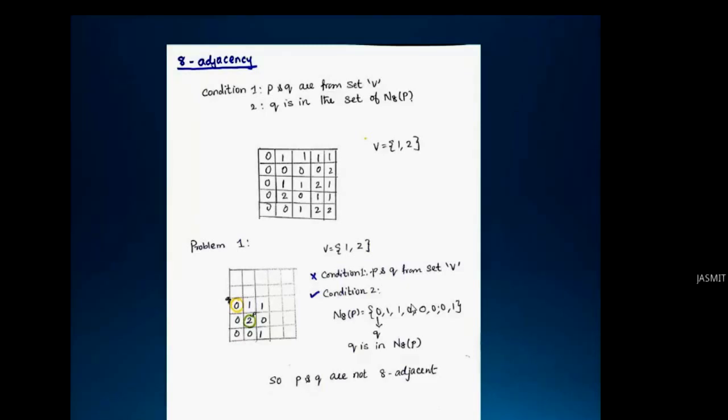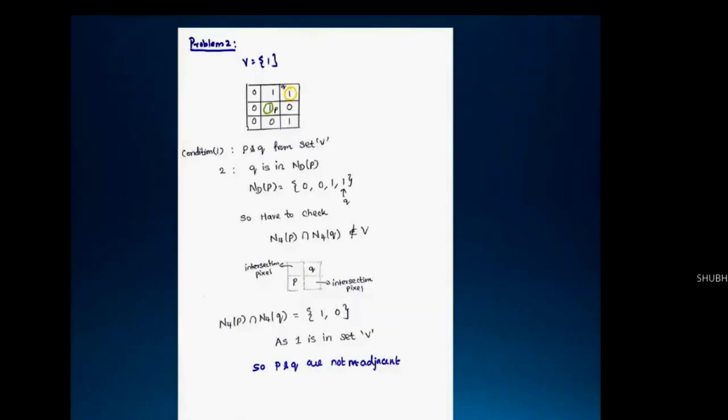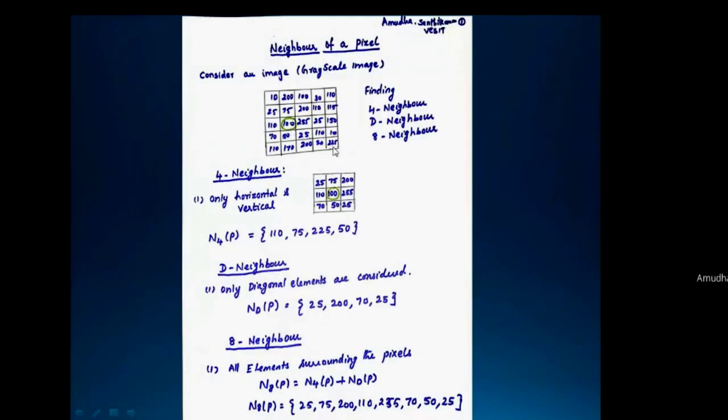Ma'am, P and Q are given in the question itself. Yes, P and Q will be given in the question. Ma'am, suppose P and Q are in diagonal positions only, but they are so far away that there is no intersection point. Whether they are adjacent, they are not neighbors at all. How can they be adjacent? There is no point in only considering the immediate pixel values. If it is very far away, it is not adjacent, it is not a neighbor, nothing else.